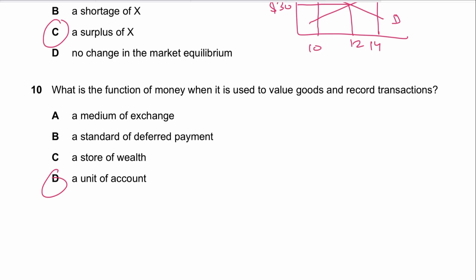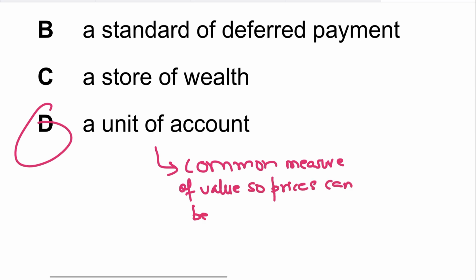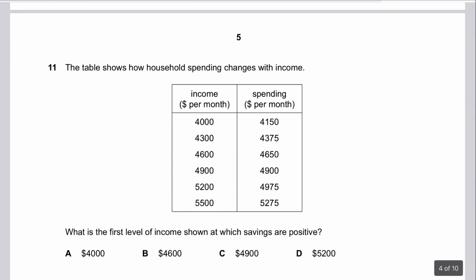Why? Because unit of account means that the money provides a common measure of value. It means that the money is providing a common measure of value. So, prices can be quoted and records can be kept. Got it? So question number 10 has to be D for David.